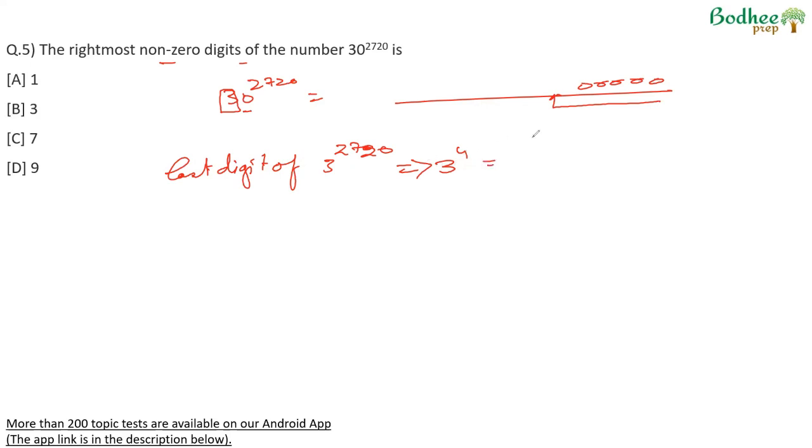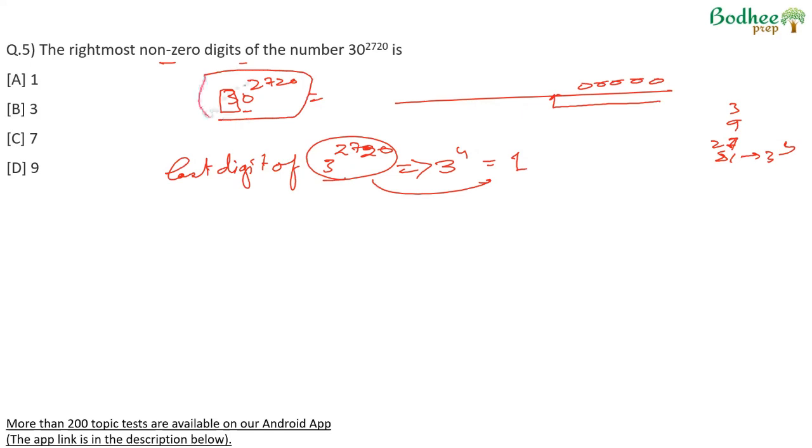3 raised to power 1 is 3, 3 squared is 9, 27, and 81. So 3 raised to power 4 ends in 1, and therefore the last digit of 3 raised to power 2720 will also be 1, and that will be the rightmost non-zero digit of 30 raised to power 2720. Option A becomes the answer.